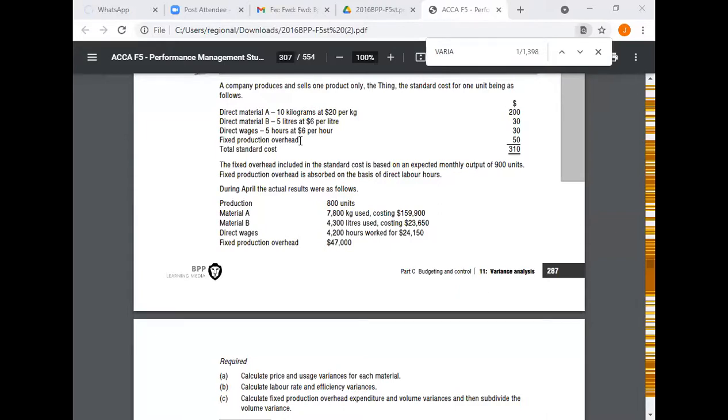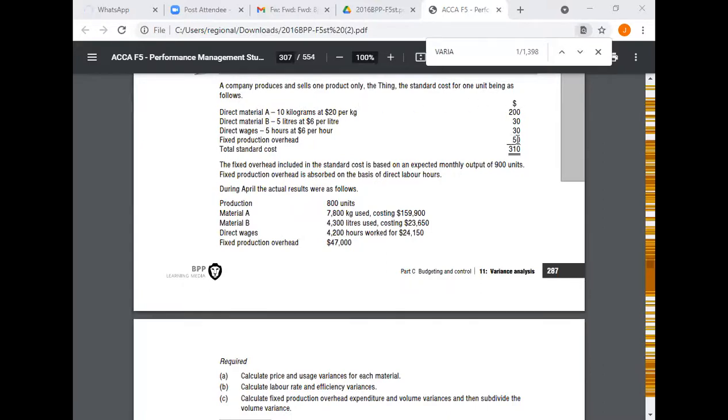Then how many, or rather how much? If it's 5 hours, how much should we charge per hour given that the total is 50? Mukasema ni 5x equals 50. X is rate per hour. So it will be 50 divided by 5, which gave us 10. I don't know whether we are together up to there that X, this fixed overheads, is supposed to be 10.